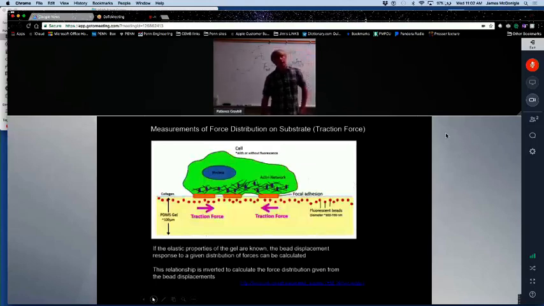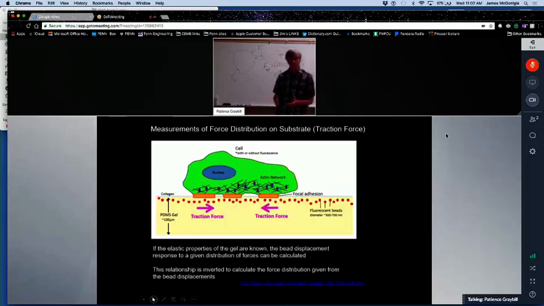Okay, so now let's look at a different question. I was talking before about how there is no net force on the cell, and so it's nice to see that balance of forces, and we can see that by measuring the distribution of forces that the cell is exerting on the substrate. And this is how we accomplish this experiment.